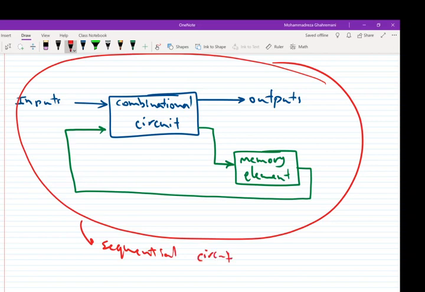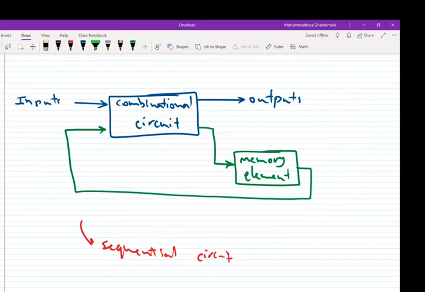Okay, so we have one important parameter that we should define, and it is called state. Okay, the binary information stored in the memory element at any given time defines the state of the sequential circuit at that time. So if somebody asks you what is the state of this sequential circuit, the answer is the binary information stored in the memory element. So let me just write down this definition.